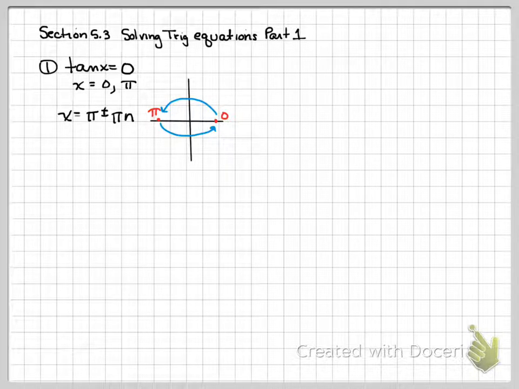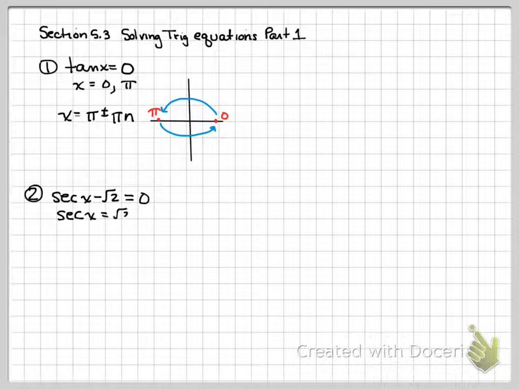On to number 2. Our next equation is secant of x minus root 2 is equal to 0. Just like with solving all other equations, we want to get our variable by itself. So I'm going to move the root 2 to the other side, and I get secant of x is equal to root 2. And now I just need to find where secant of x is equal to root 2.